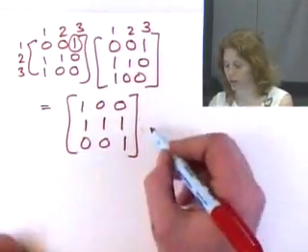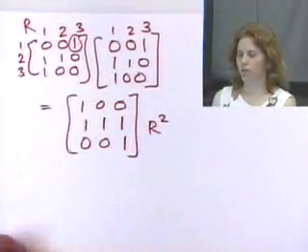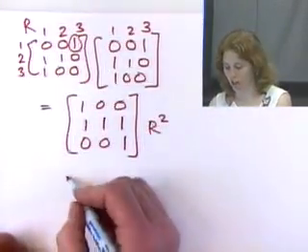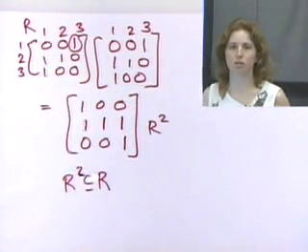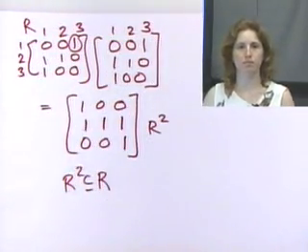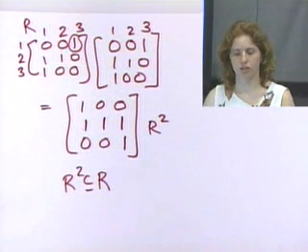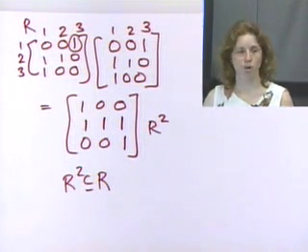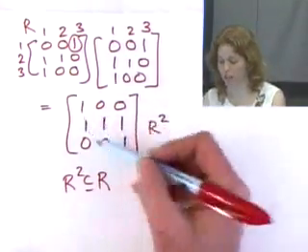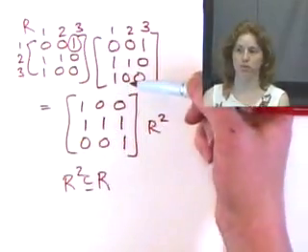So now this is R squared. If this was the matrix for R, this is now R squared. Now I have to check to see, is R squared a subset of R? So what does that mean in terms of these matrices? Well, the first one would represent 1, 1, which is not in R. So I have to actually check. Every single one in here has to be a 1 in R. That's what I have to check for subset.